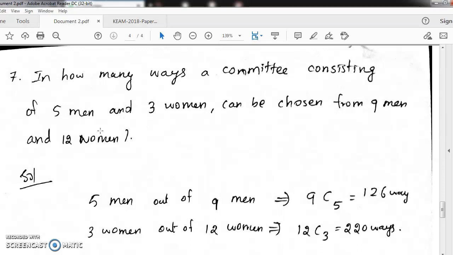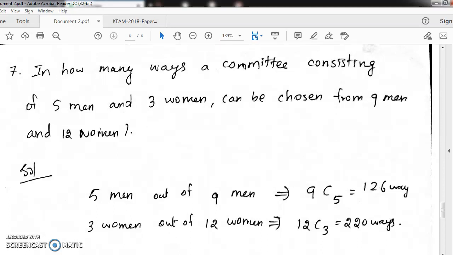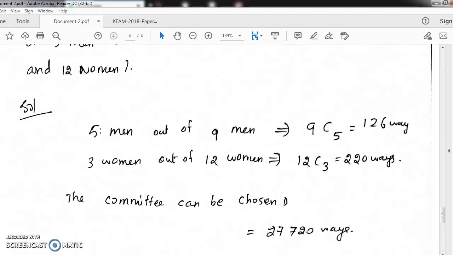But we have to make a committee consisting of these two clubbed together. So you have to multiply these two. The committee can be chosen in 126 ways into 220 ways. 126 ways I can make for men, and 220 ways I can make for women. Therefore, multiply it. The answer is 27720 ways. Okay, so this is one type of probability problem.